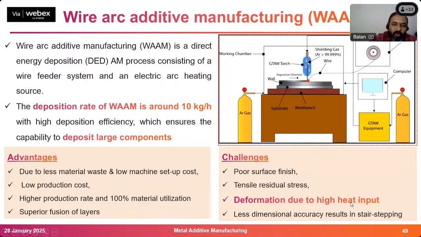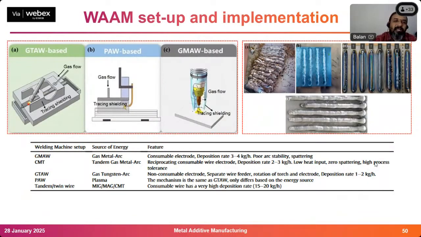If you know welding, you can understand spattering. Especially when we work with aluminium or magnesium rods, you will feel that the spattering effect will be more. So the deformation will be more, and there is less dimensional accuracy due to staircase effects. So these are the disadvantages. So how can we overcome these disadvantages in WAAM? What we did, there are n number of WAAM setups available in the market.